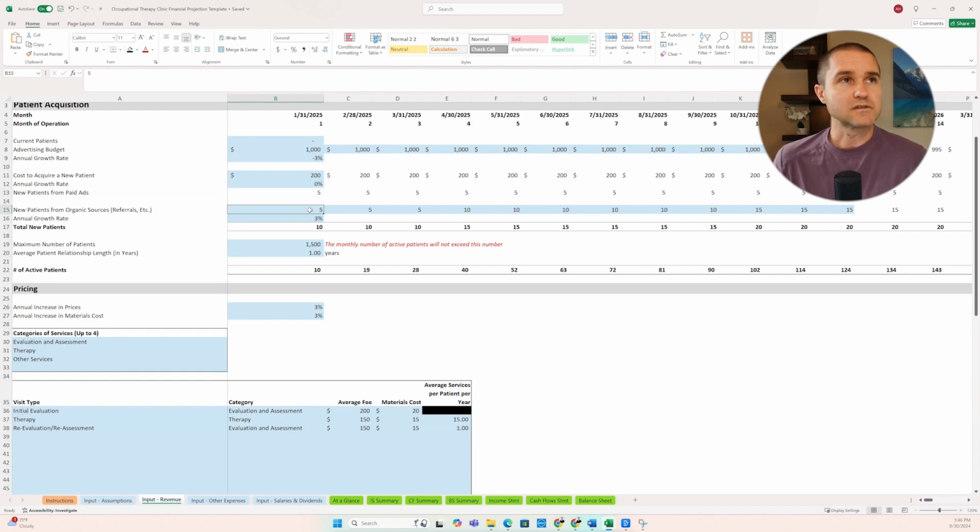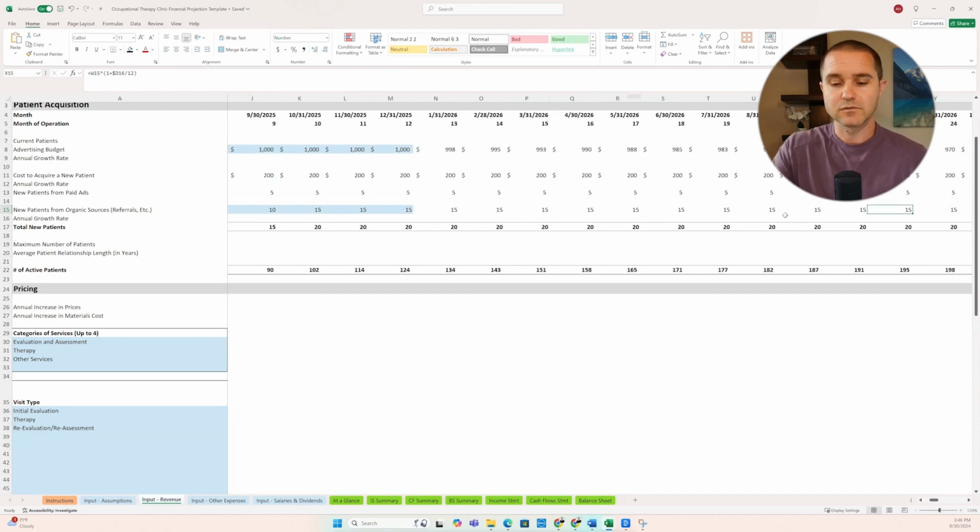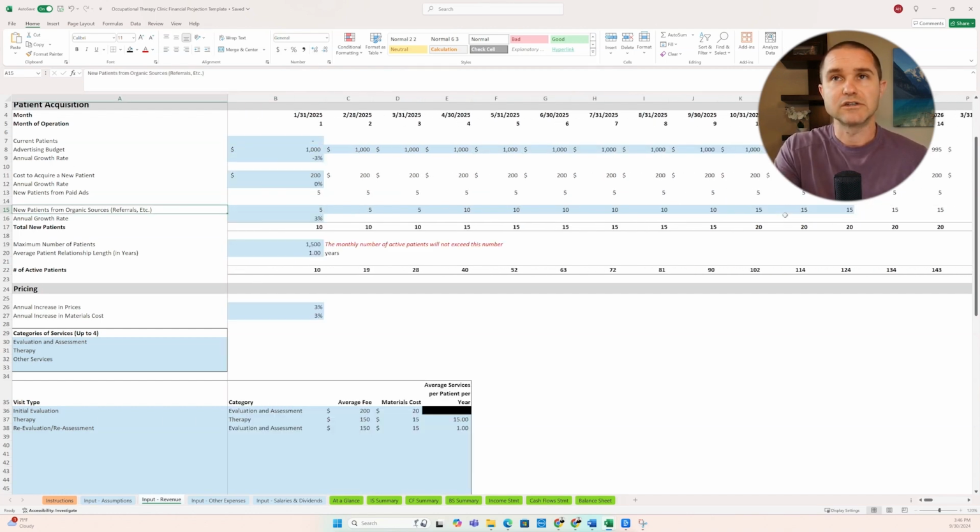And let's say you also are going to bring in organic customers as well. And so we're going to say 5 new customers from referrals in the first 3 months, then going up to 10 for the next 6 months, and then up to 15 a month towards the end of the first year. And then it kind of levels out there, and we just assume a 3% annual growth rate from there in terms of bringing in new patients there.